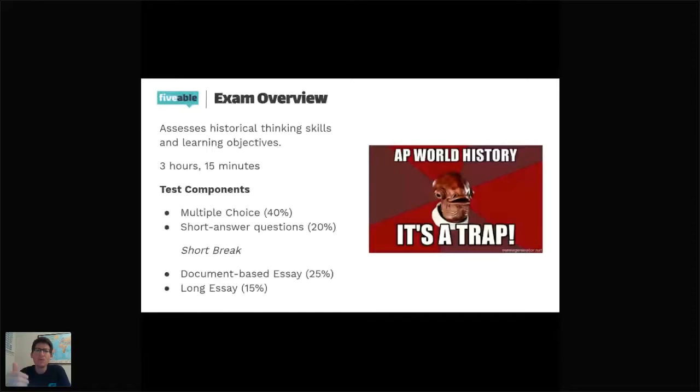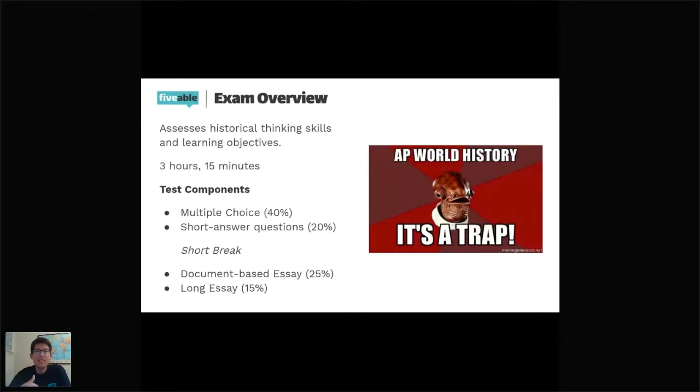The short answer is part B of section 1. So you'll do the multiple choice, and you'll follow immediately with the short answer. It's worth about 20%. You'll answer 3 questions there. And if you're thinking already, man, that's a long time to be sitting still and answering questions, you get a short break after section 1 of the exam.